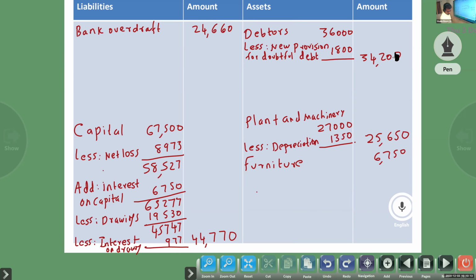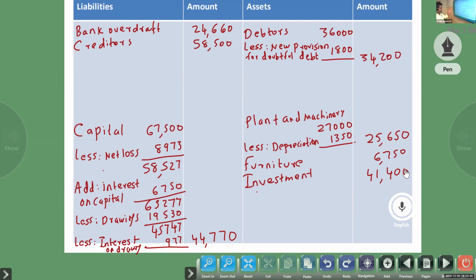Next, creditors, no adjustment. Creditors 58,500. Next, investment, no adjustment. Investment 41,400.